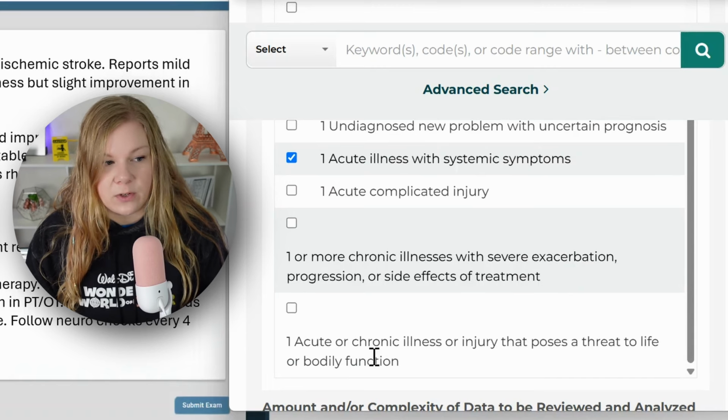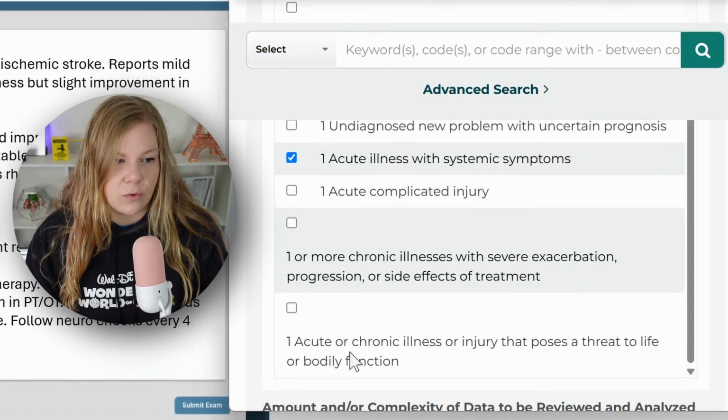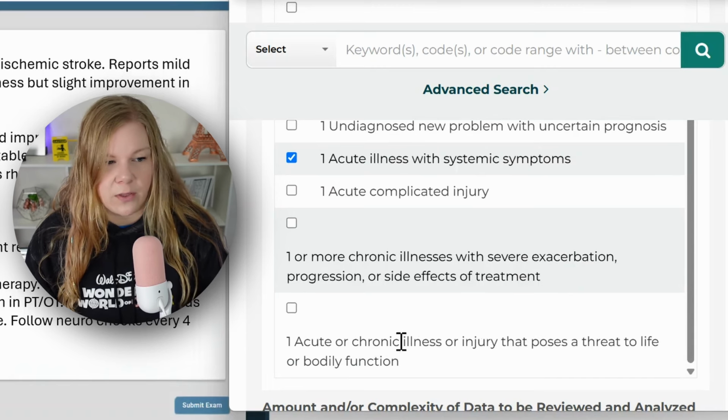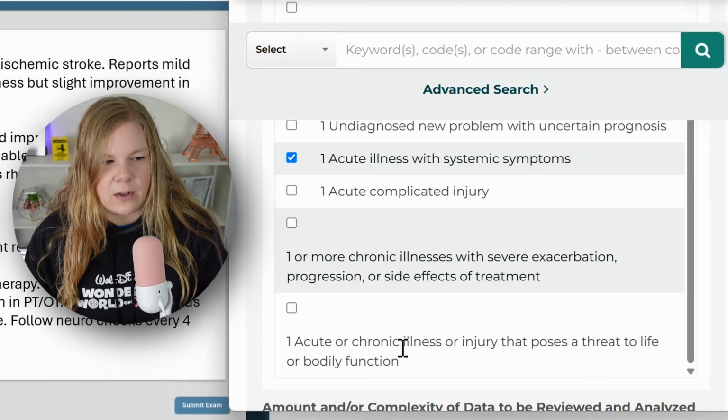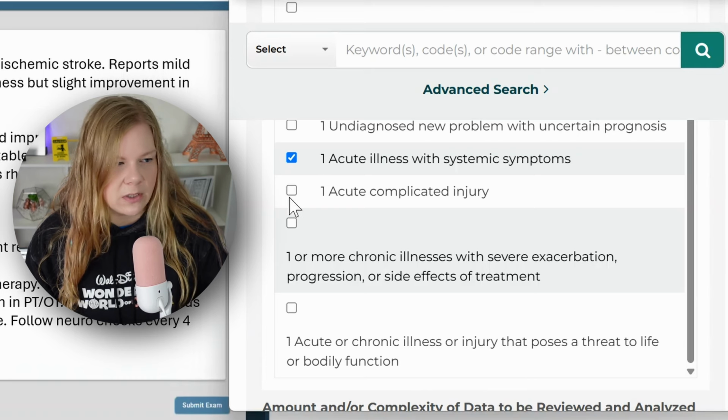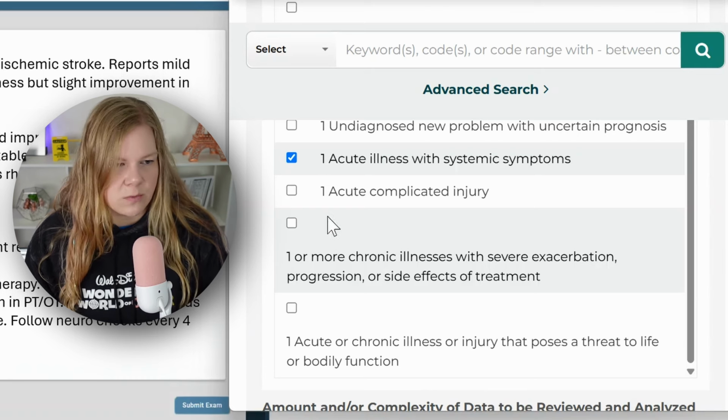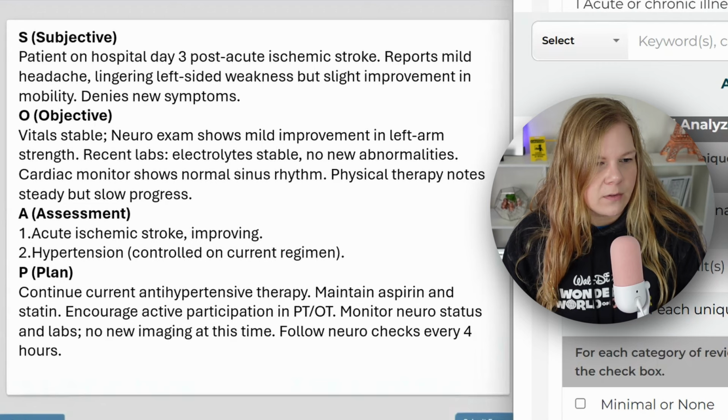Some people might even say, hey, it's a stroke, so it's definitely a threat to life or bodily function. But since they are improving, I'm not sure that I can justify that it is currently a threat to life or bodily function. Still, I would consider it at least an acute diagnosis with some systemic symptoms.